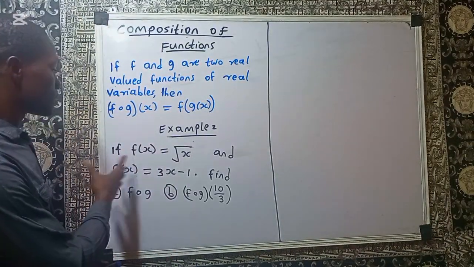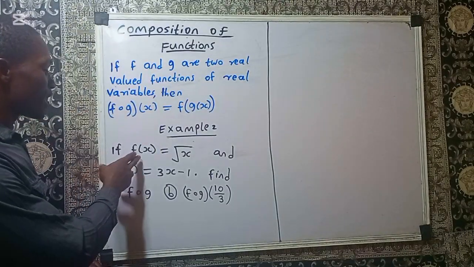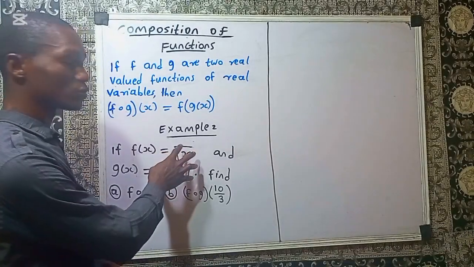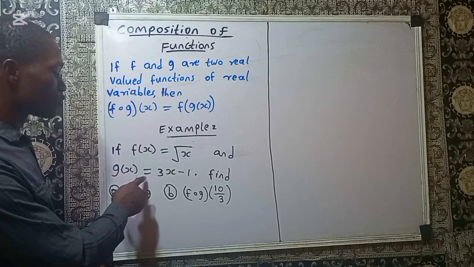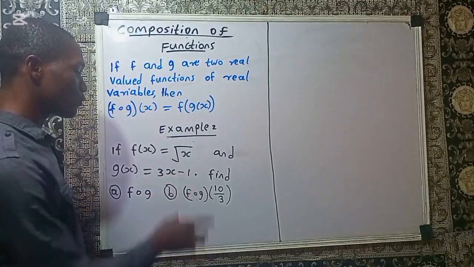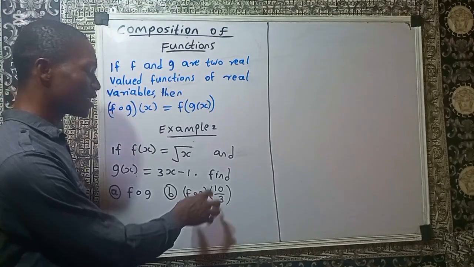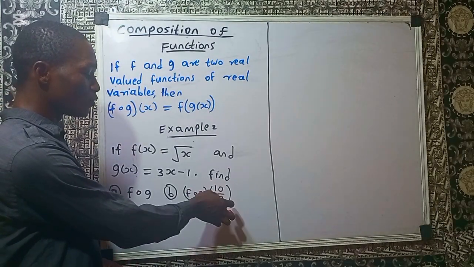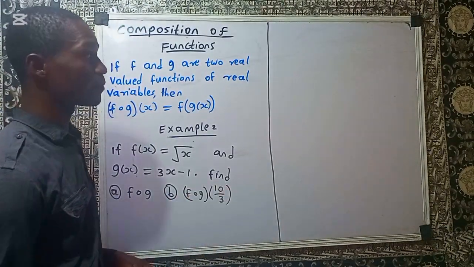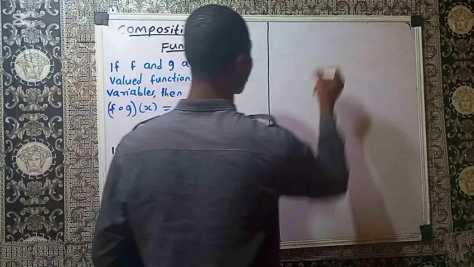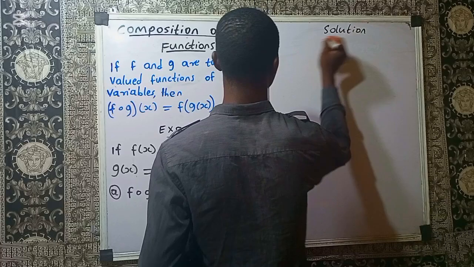So we want to know how to get the composition of these two functions. We have that f of x is equal to this root function, square root of x, and g of x is equal to this polynomial function, 3x minus 1. We want to find f composition g, and f composition g at 10 over 3. That's when x is 10 over 3. So let's first of all get the first solution of this question.